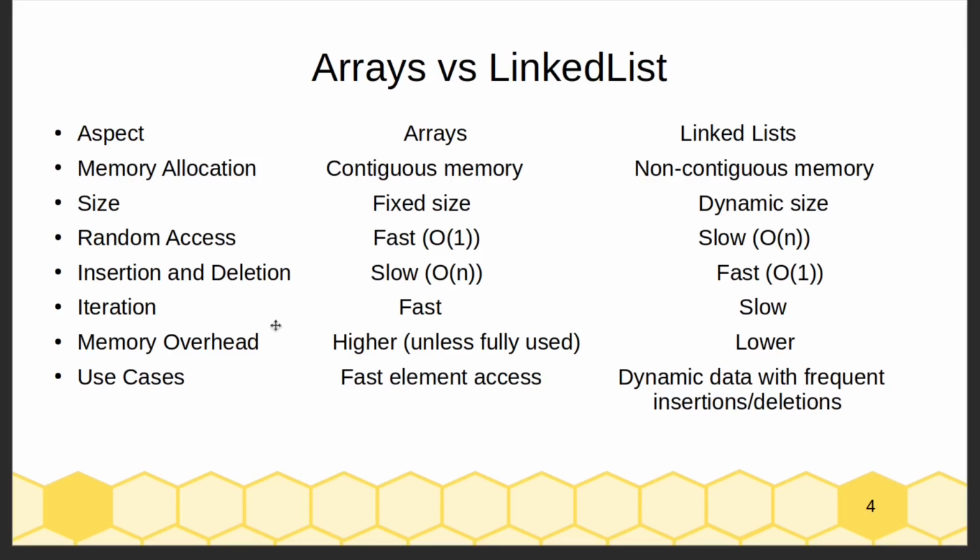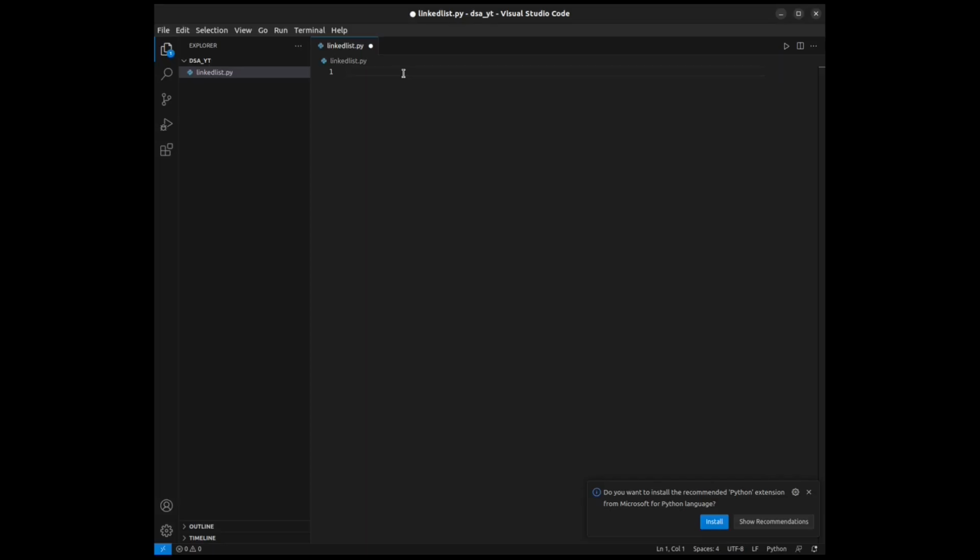Now let's see its implementation in Python. For a linked list, we require nodes. So first of all, we are going to create a node class. In the node class, we have to define a function for the initialization of the node and pass the self and data parameters here.